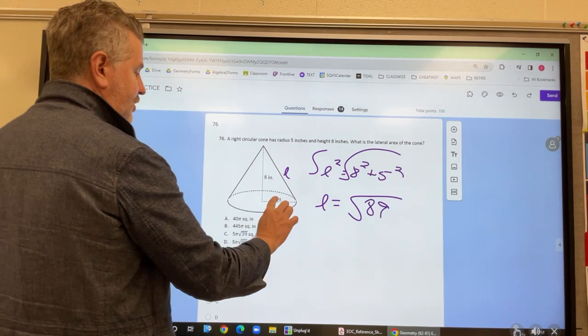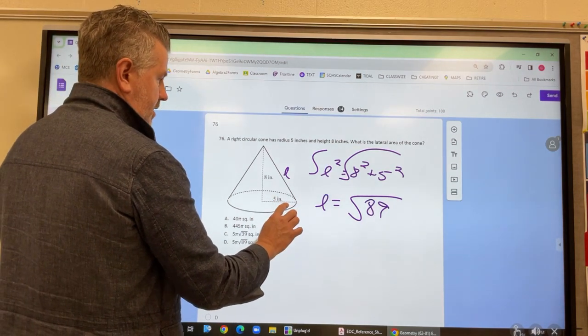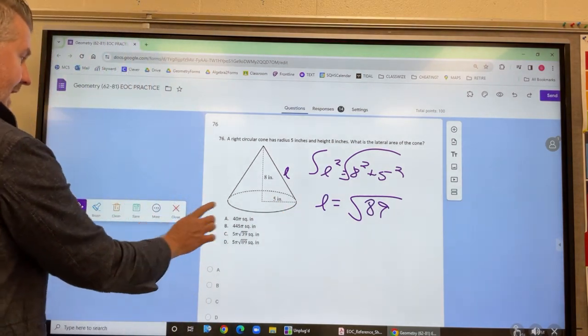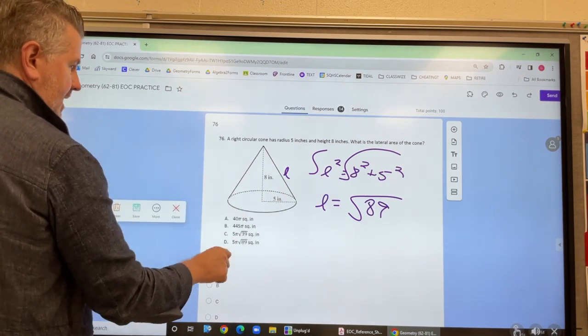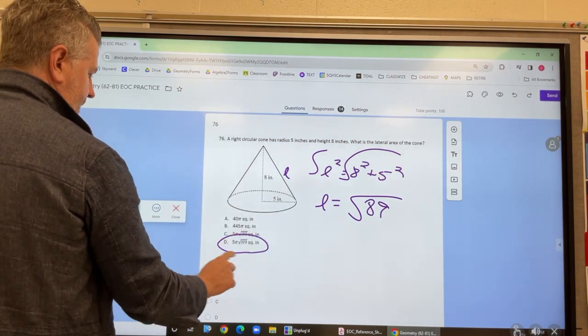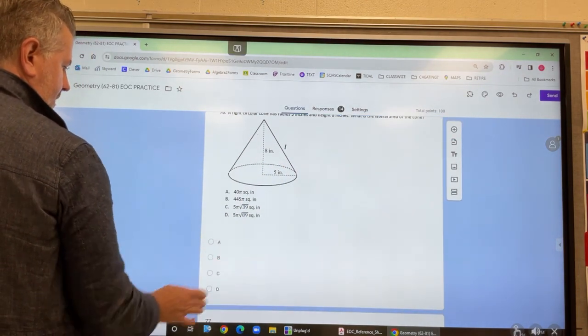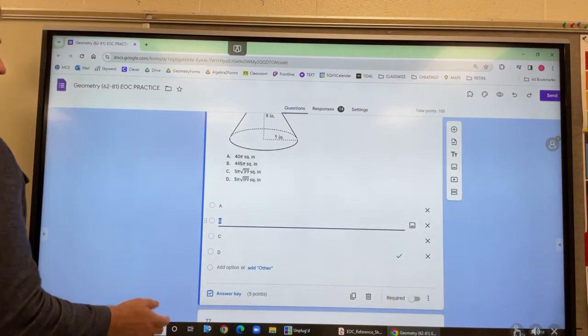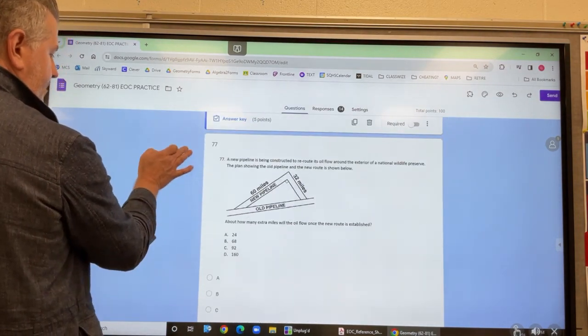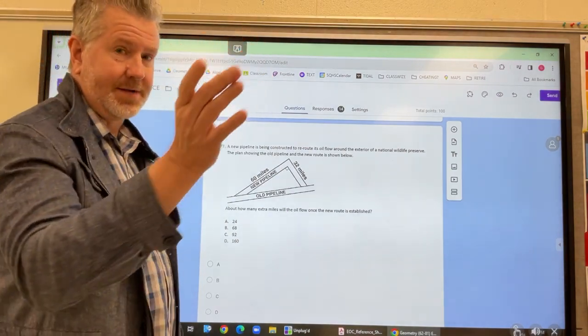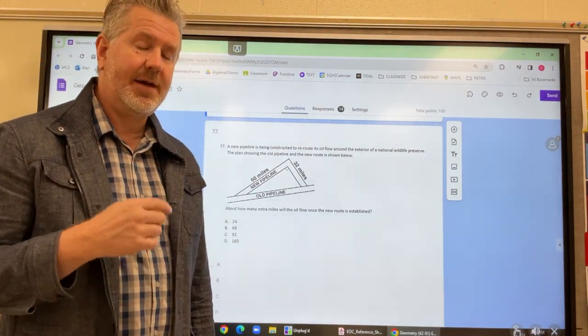So then, I've already forgotten what the formula was, but I think it was 5 pi times L, so we end up going with D. Yeah, it was radius times pi times that slant height. Man, I got a lot on my mind, sorry.